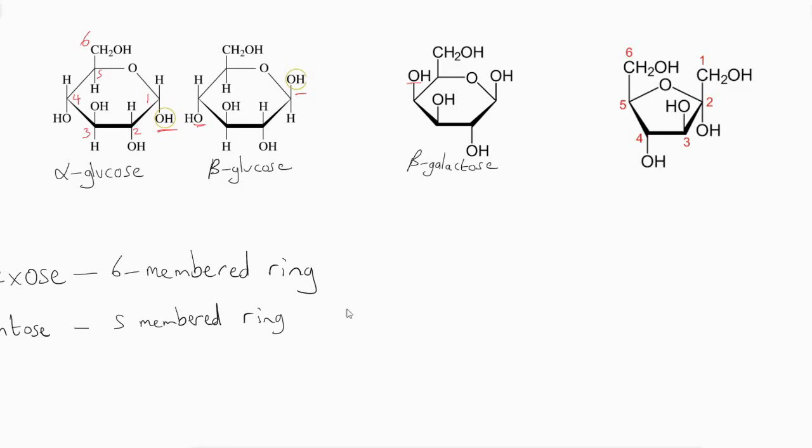Now, the pentose here is alpha fructose. Now, alpha fructose is a five-membered ring, a pentose sugar, although it does have 6 carbons, and you can see them labeled here.